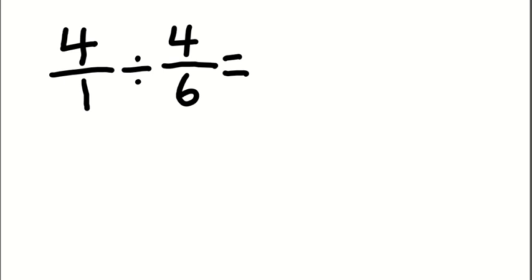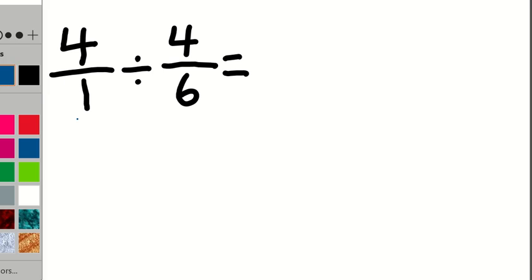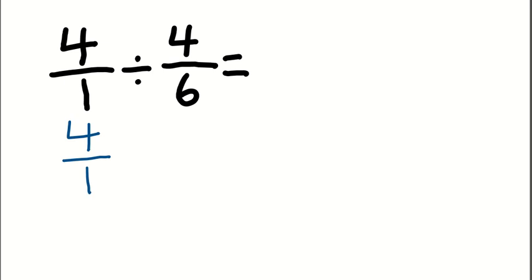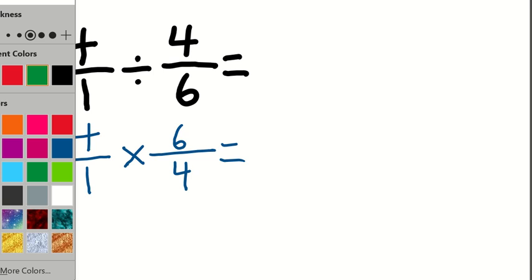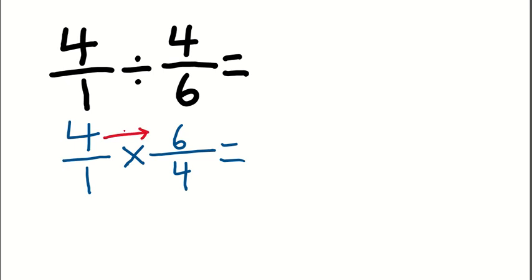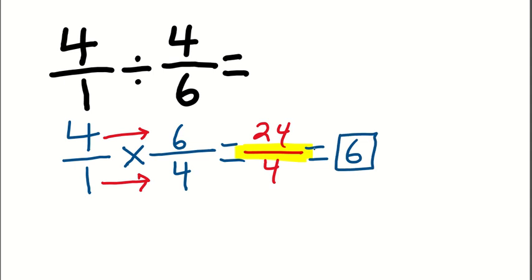Well, let's go ahead and do the algorithm. So we know we've got to keep, change, flip. So we're going to keep this the same, 4 over 1. We're going to change the sign to multiplication. And we're going to flip. So we're going to put our 6 up top, and we're going to put our 4 on the bottom. Now, we can multiply across the top and the bottom, so we get 4 times 6 is 24, and 1 times 4 is 4. Now, remember, fractions are division problems. Reading it top to bottom, we have 24 divided by 4, which, of course, is 6. So our quotient is 6. I'm going to put my quotient down in the bottom left corner so we remember it.